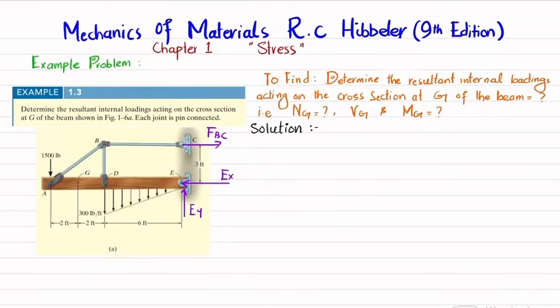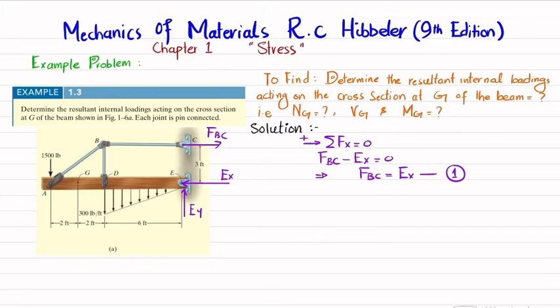So the first equation of equilibrium is that the sum of all forces along the x direction must be equal to 0, and force toward the right is taken as positive. So FBC minus EX will be equal to 0. From here we will get FBC is equal to EX, but its value is not known. So we will write this as equation number 1.